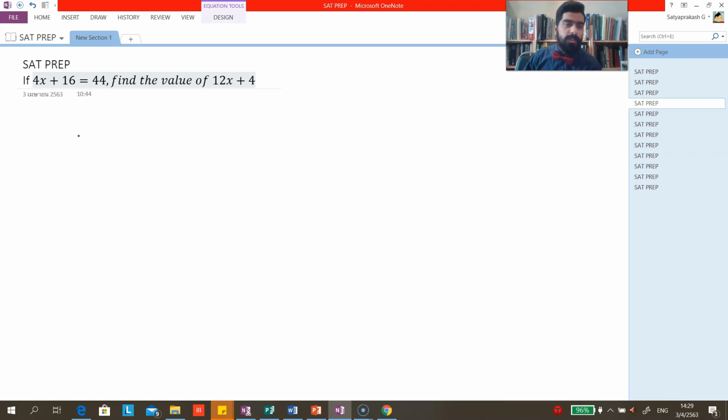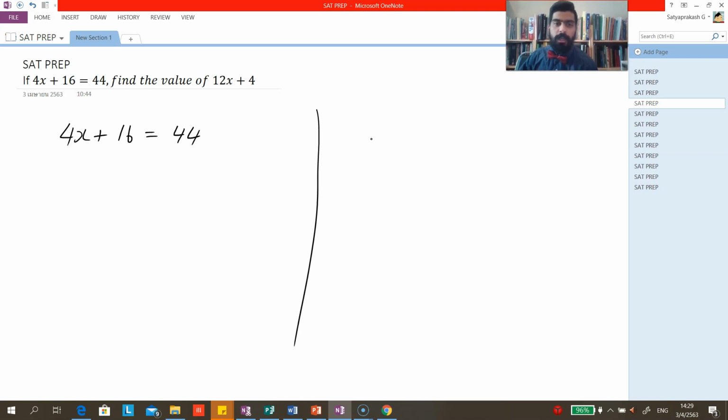What do we see here? We see that 4x plus 16 is equal to 44, and they want us to find what is the value of 12x plus 4. 12x plus 4 is equal to what? So first, in order to find this, we need to find the value of x. So once we find the value of x, we can substitute it and find for this equation. So let's solve for x now.